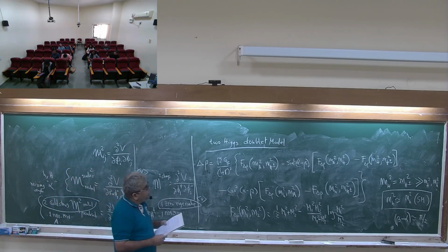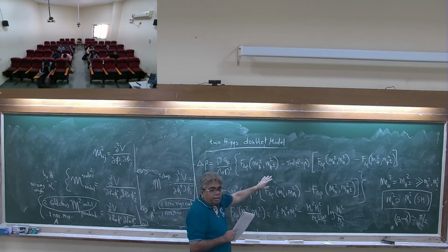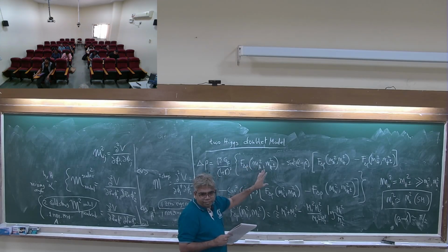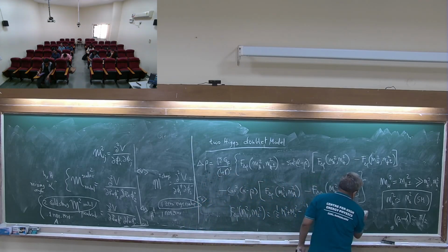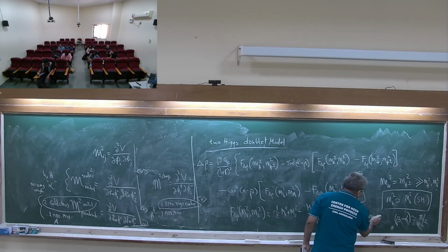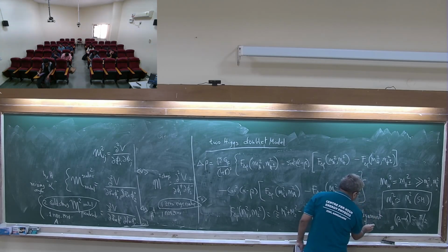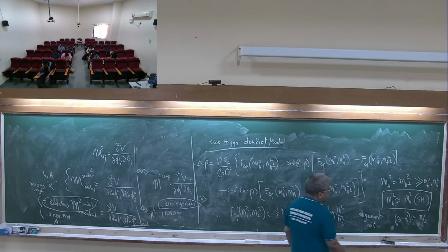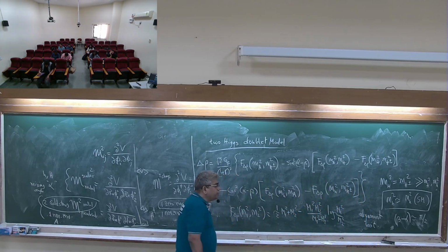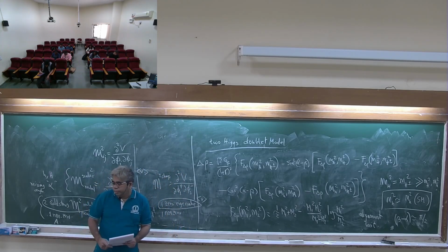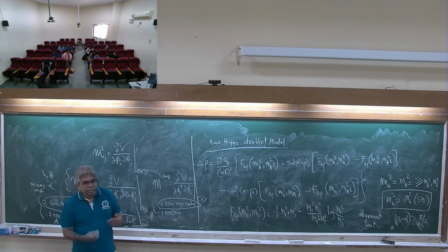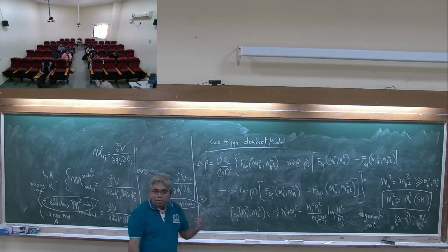So in the alignment limit, only in the alignment limit, the two Higgs doublet model works. This entire thing is called the alignment limit. There is also one other limit called the decoupling limit. When you see these papers, they will say alignment limit or decoupling limit.